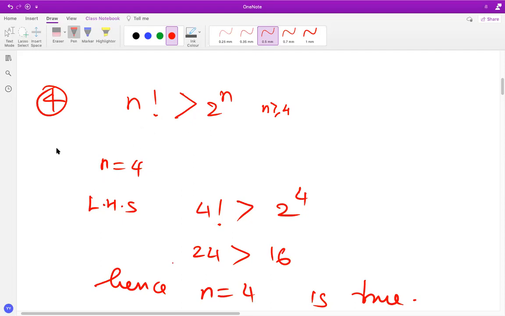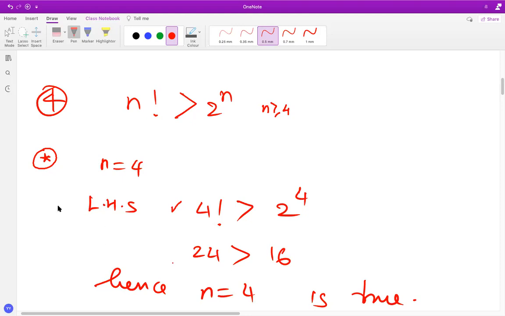We always start with our first step, where we take n equals to 4 and verify. When you verify n equals to 4, that's basically your first number. So you get the first verification as 4 factorial, which is more than 2 raised to 4. Obviously 24 is more than 16, so this verifies our first outcome.